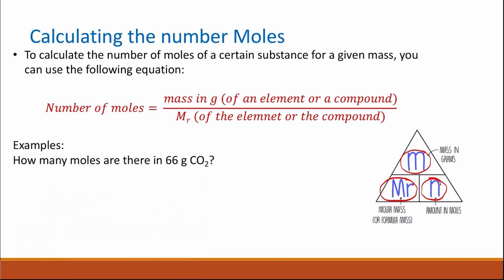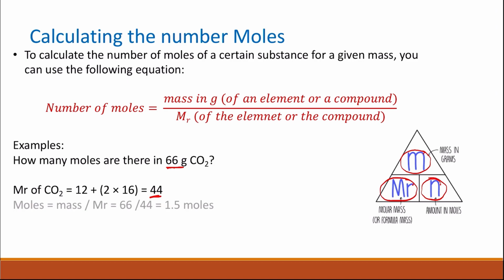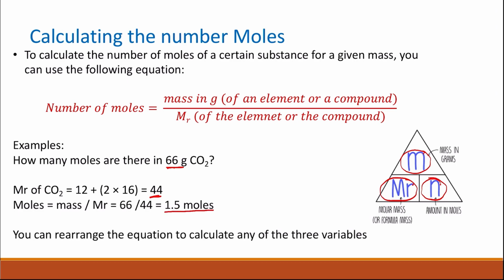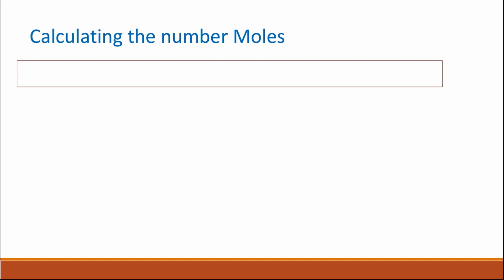So an example, how many moles are there in 66 grams of carbon dioxide? Now we have the mass, which is 66 grams, and we can calculate the relative formula mass for carbon dioxide, which is 44. Now we can calculate the number of moles, which equals mass over Mr, so 66 over 44 will equal 1.5 moles. You can rearrange the equation to calculate any of these 3 variables.